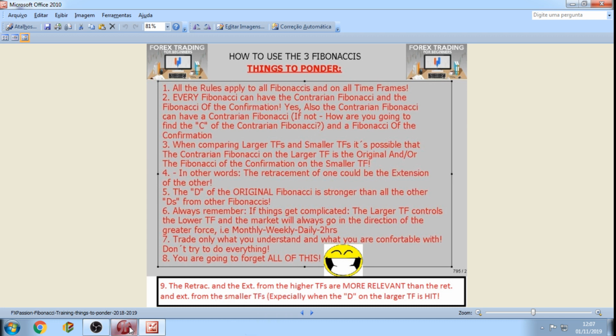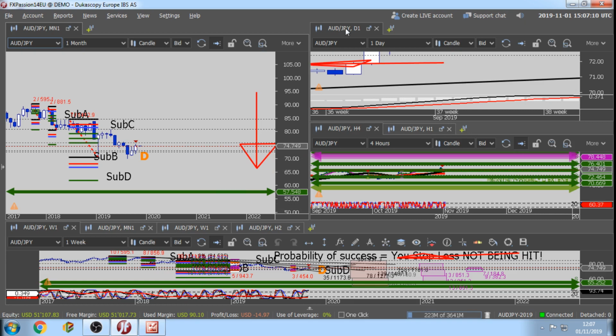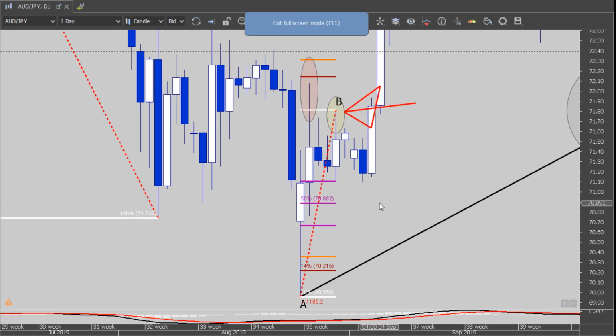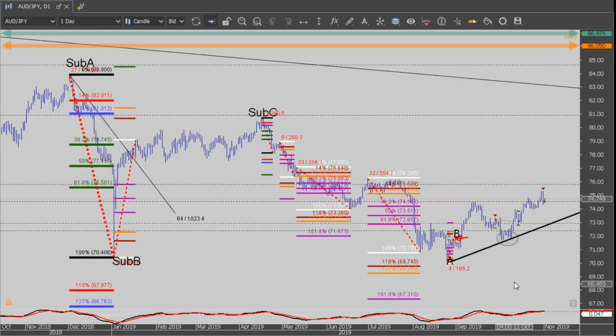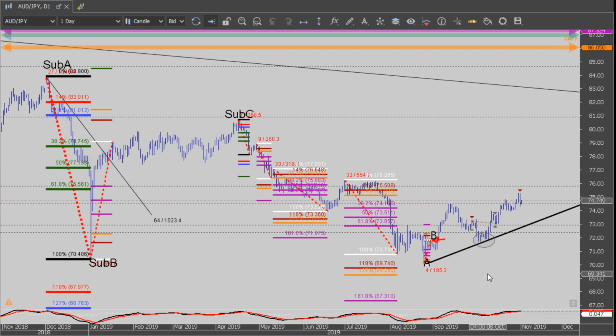Okay, so Victor first, AUDJPY daily chart. Okay, Victor, this is AUDJPY daily. What is your question?